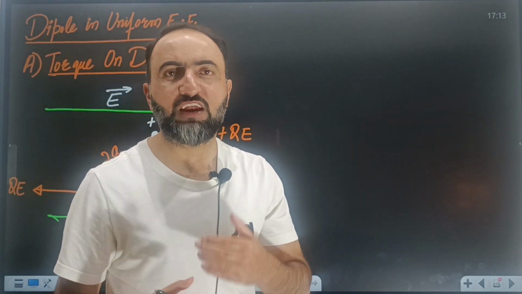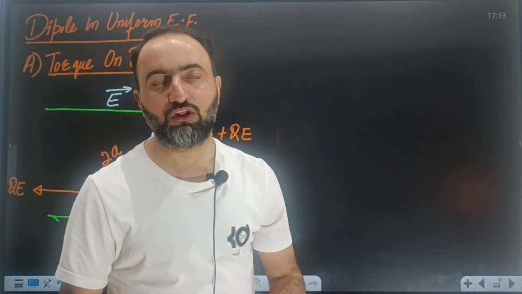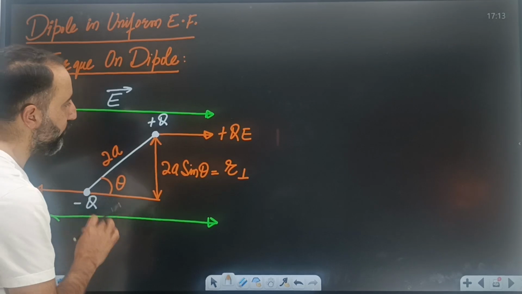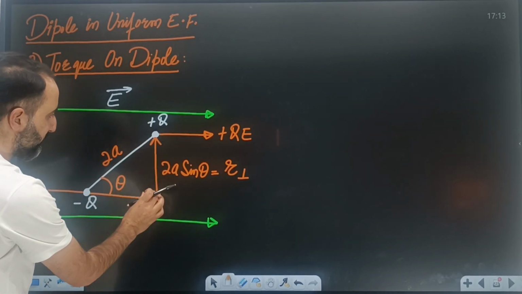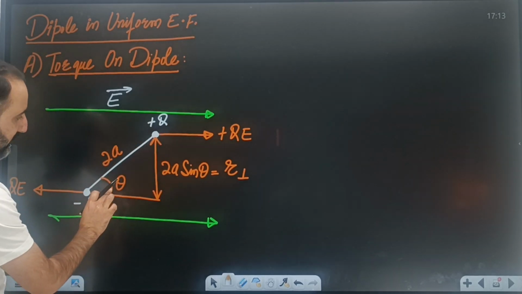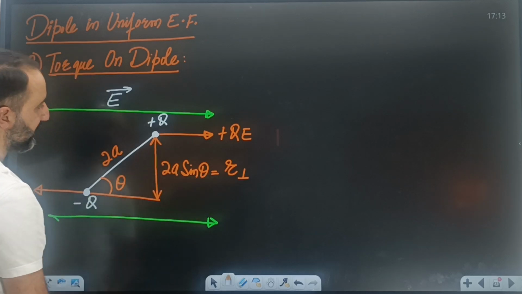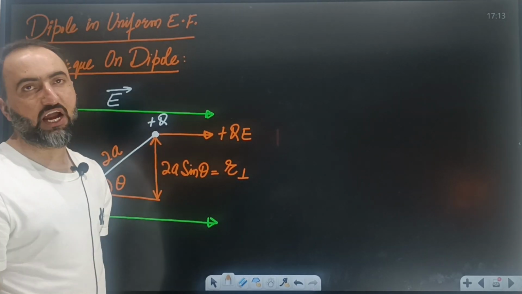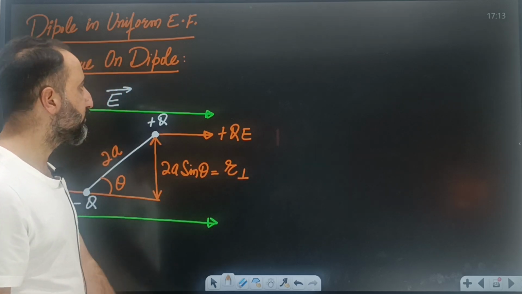ठीक है बेटा, अब इस डाइपोल पे कितने चार्जेस हैं? दो चार्ज हैं, तो कितने फोर्स है वहां पे? दो फोर्स है. So this force and this force form a couple. And what's the perpendicular distance between them? That is, this is 2a, this is theta. तो ये आएगा बेटा 2a sin theta, because sin theta is perpendicular divided by hypotenuse. तो परपेंडिकुलर जो इसका आएगा वो आएगा 2a sin theta, which is r perpendicular.